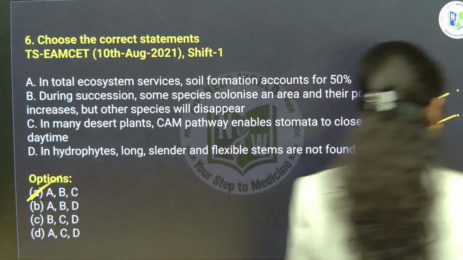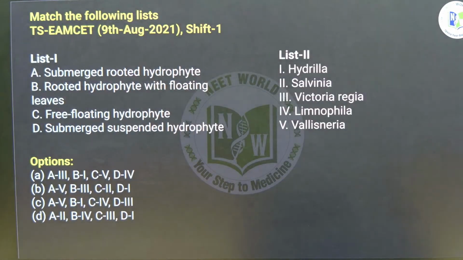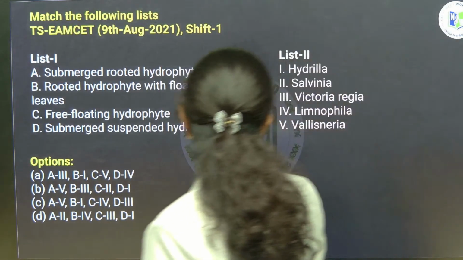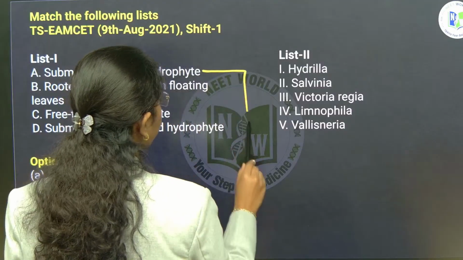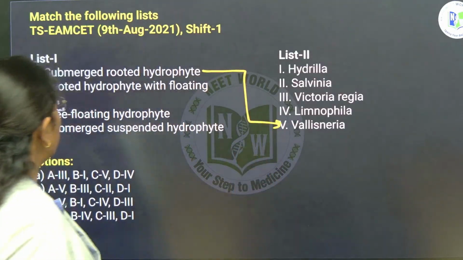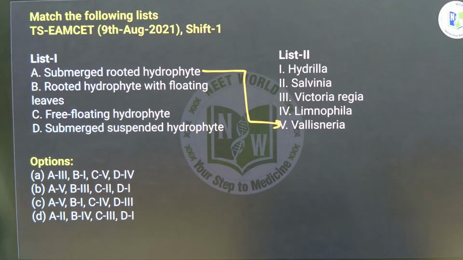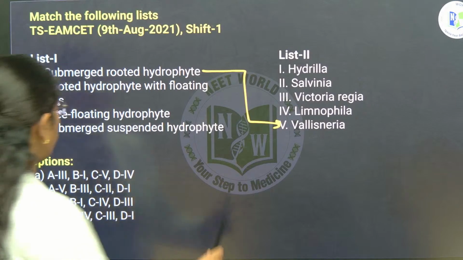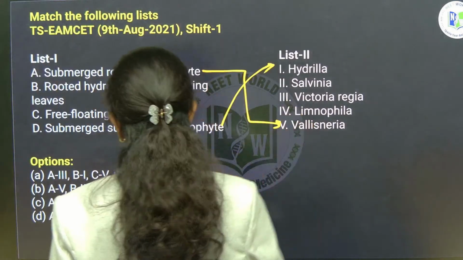Next, look at this, match the following. Submerged rooted hydrophytes, Vallisneria, which is option 5. Next, submerged suspended hydrilla will be the example, option 1.